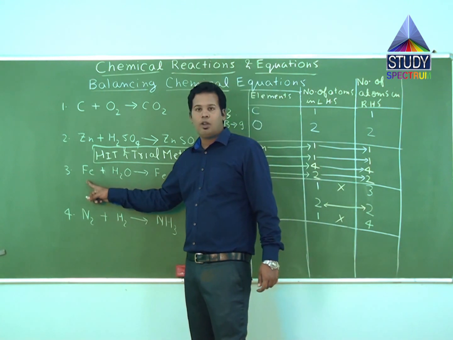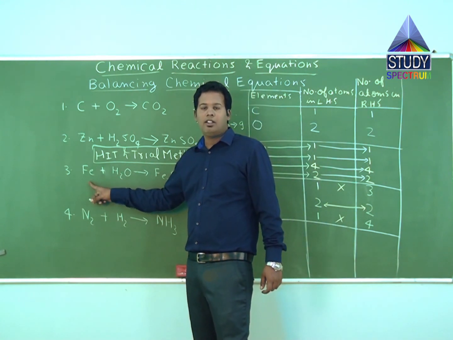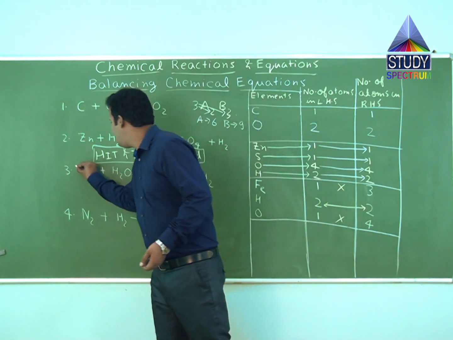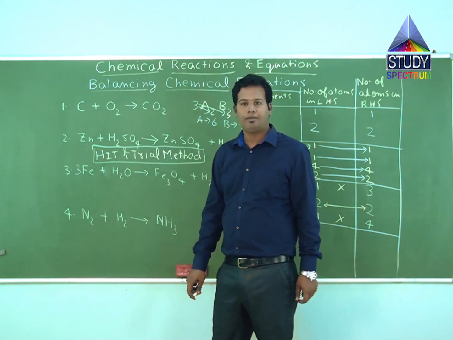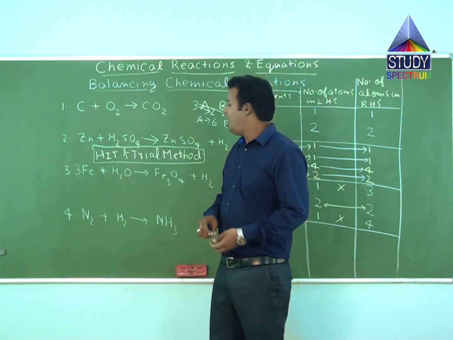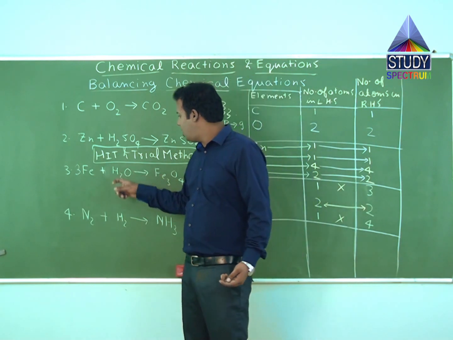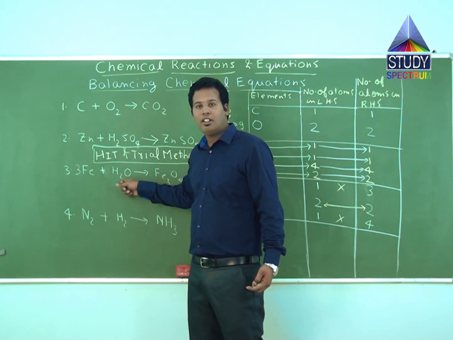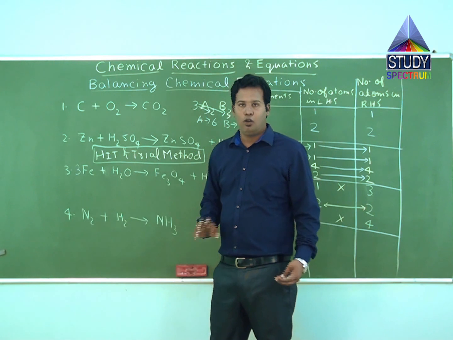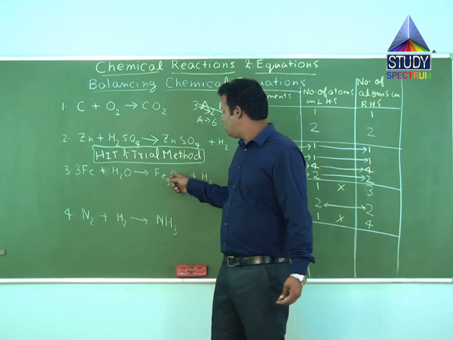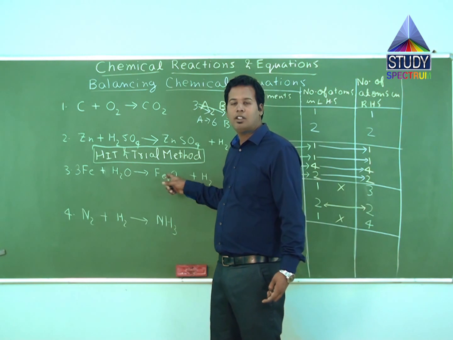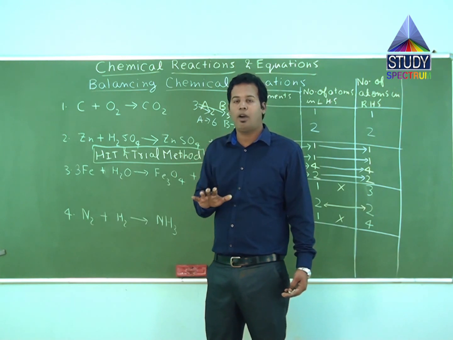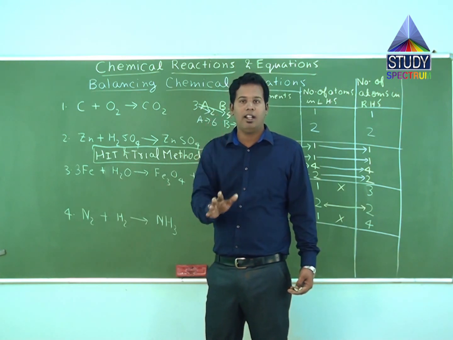So the number of atoms of iron here in LHS is 1, here in RHS it is 3. We'll make iron as 3 in LHS itself. Also, do remember, while balancing an equation, you cannot insert a number in the compound as a suffix. You can always change the numbers as coefficients. You can change the coefficient, but you cannot change the suffix. The rule is very important. You cannot change the suffix, but you can change the coefficients.